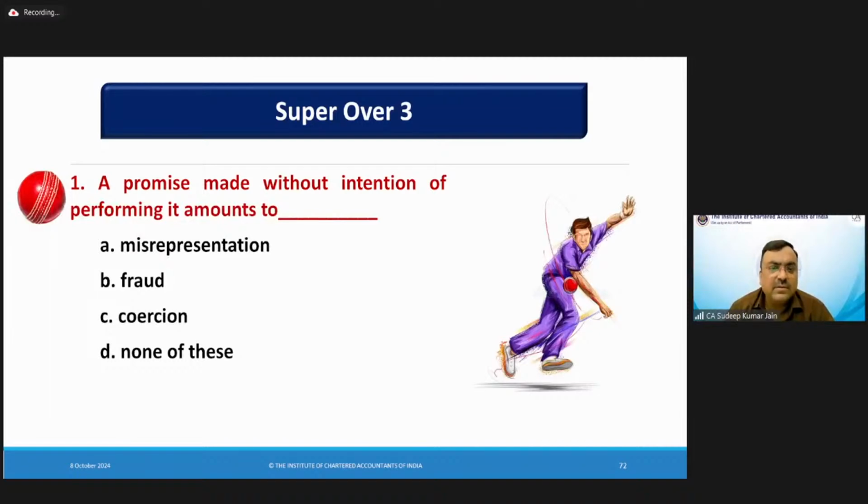सर, void ab initio का मतलब क्या है? Void ab initio. Ab initio means from the very beginning.